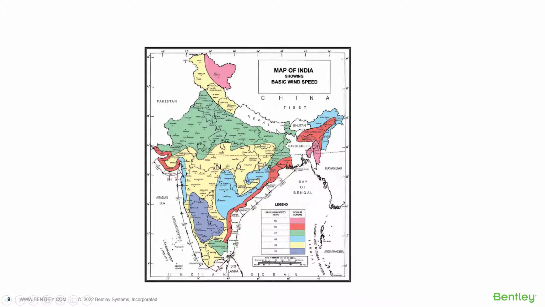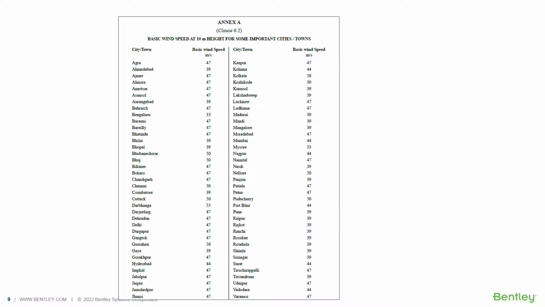Figure 1 of the code shows the various wind speed zones of the country, which is applicable to 10-meter height above mean ground level. Here you can see that the country has 6 wind speed zones, each with a distinct wind speed. Annex A of the code also gives the basic wind speed for some important cities.